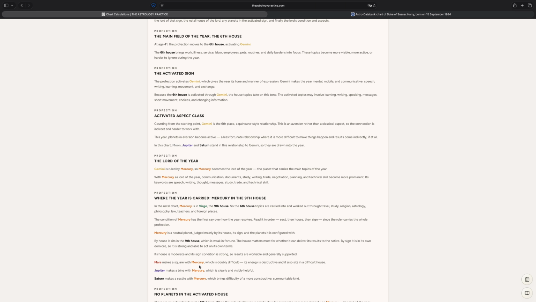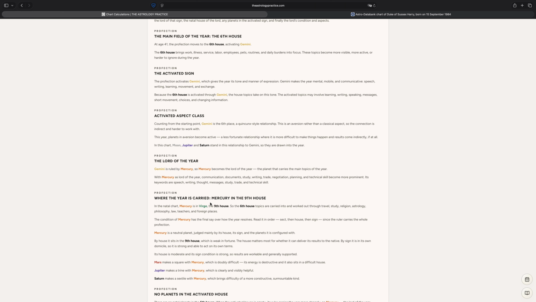And Mars makes a square with Mercury, which, because he has a day chart, Mars will be the most difficult planet in his chart. So we already see that, beside the fact that this year is quite difficult because it's a sixth house profection, the ruler of the year, Mercury, makes an aspect natally with Mars, which adds to the difficulty. Mercury is in Virgo in the ninth house, so it is strengthened. He probably still has a lot of support, and things will be okay ultimately, because Mercury is very strong in Virgo in the ninth house.